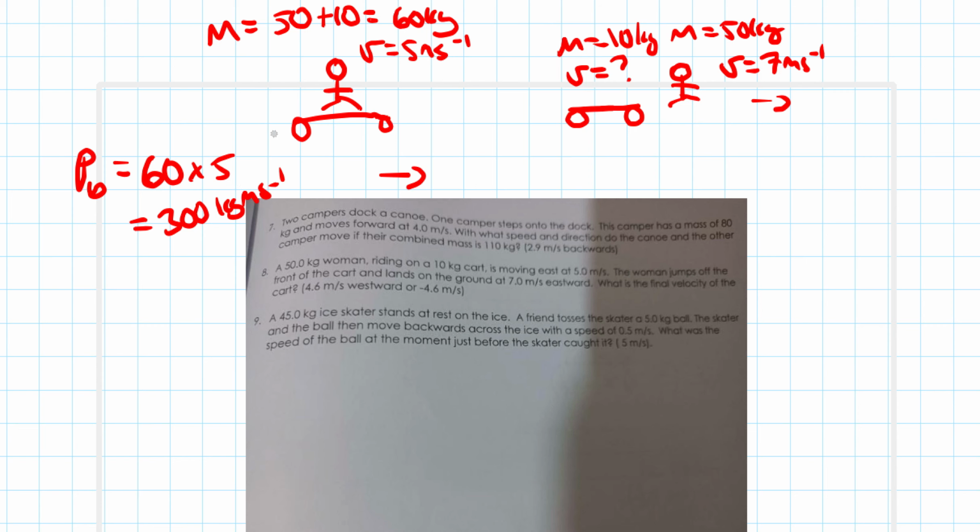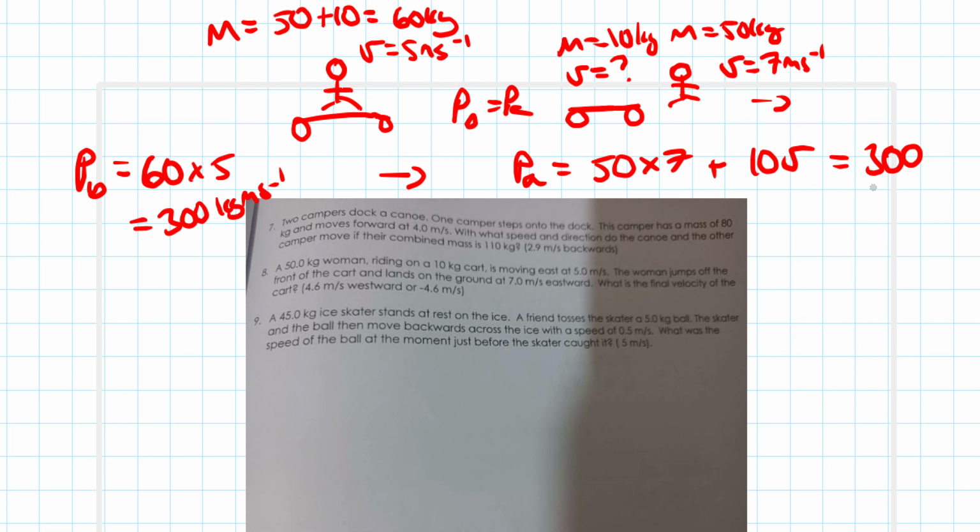So yeah, we just take the overall mass of the system times 5. In this situation though, we split it up because now the woman has jumped off, so we know her speed and her mass, so it's going to be 50 times 7, and then plus 10 times v. We also know that momentum before is equal to momentum afterwards, so this must equal 300.